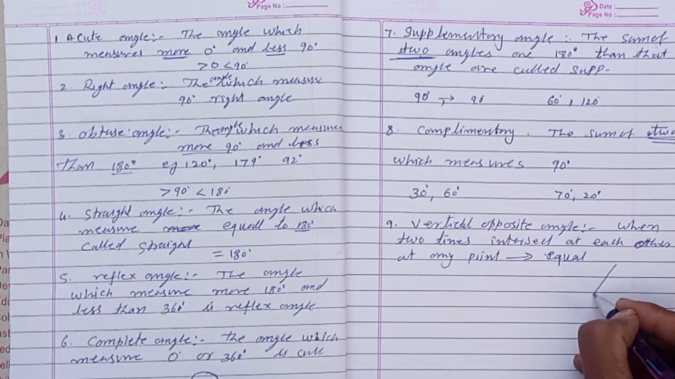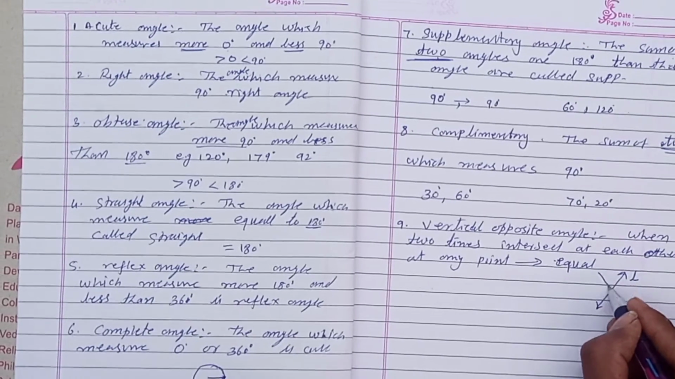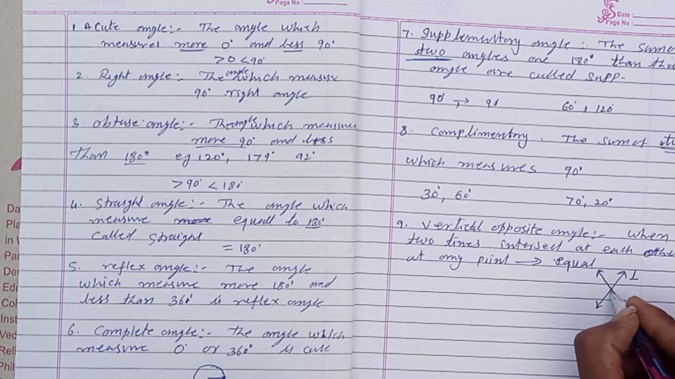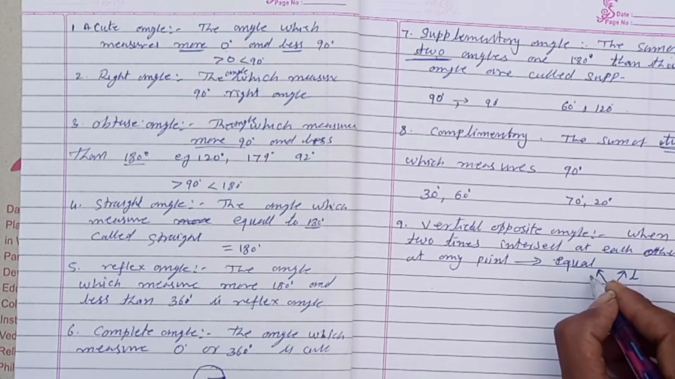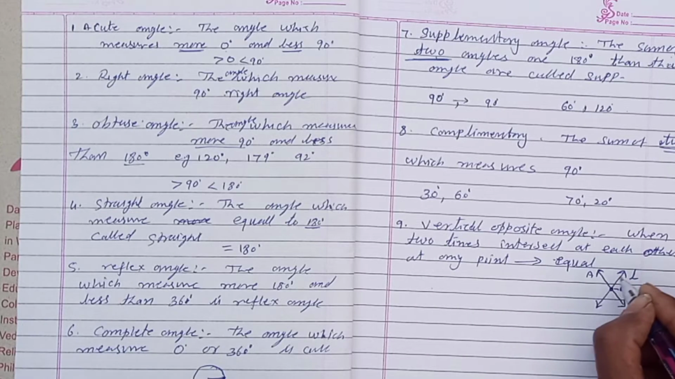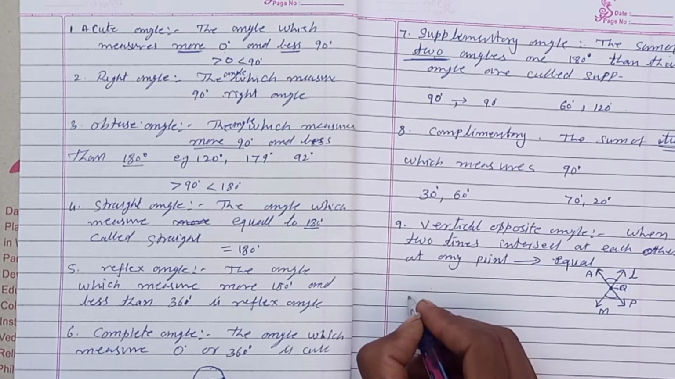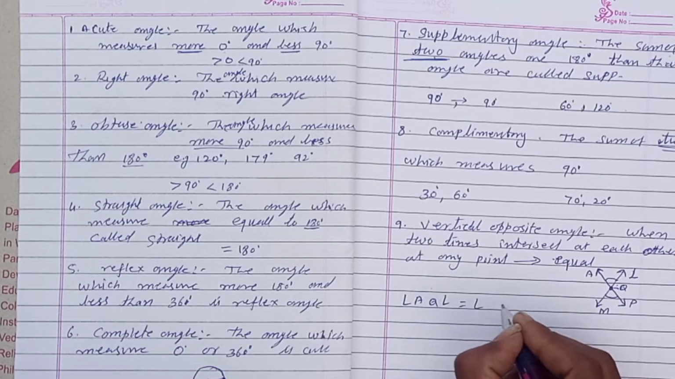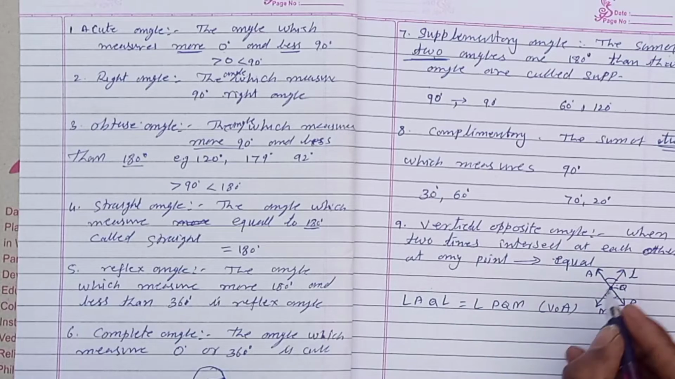See here, this is one line. Suppose this line is L, and another line is intersecting it. Suppose this line is P. It is intersecting here, and that intersection point is called Q. Then this angle AQL and this angle PQM are vertical opposite angles. Angle AQL is equal to angle PQM. These are called vertical opposite angles.